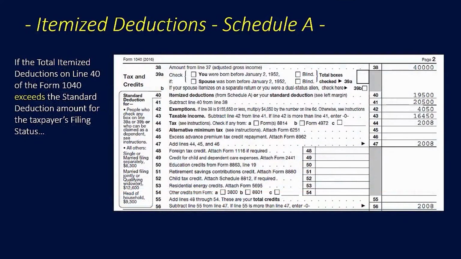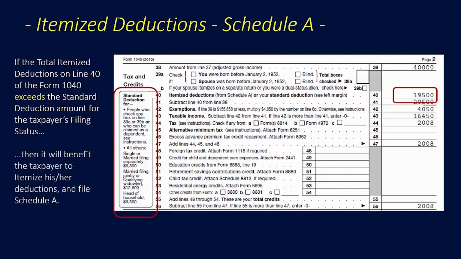If the total itemized deductions on line 40 of the Form 1040 exceeds the standard deduction amount for the taxpayer's filing status, then it will benefit the taxpayer to itemize his or her deductions and file Schedule A.